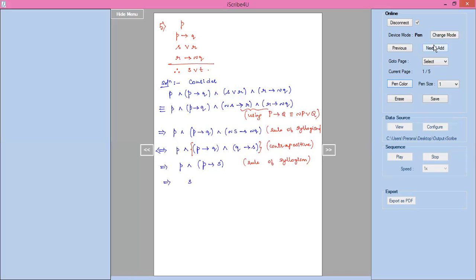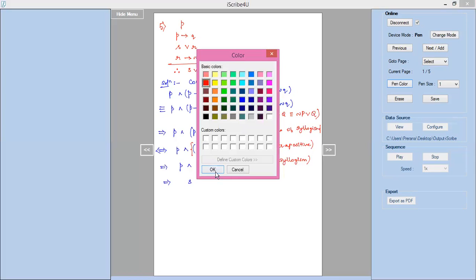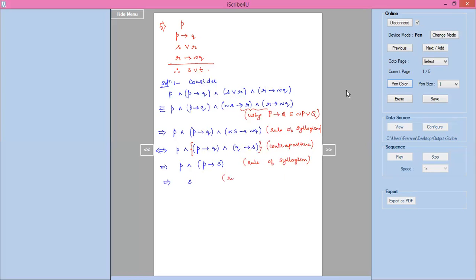And which rule have we applied here? Here we have applied the rule of modus ponens. So we will just recall what the rule of modus ponens is. The rule of modus ponens says that P and P conditional Q implies Q. So we have P and P conditional S implies S. Instead of Q, we have S here. So it's an application of modus ponens.